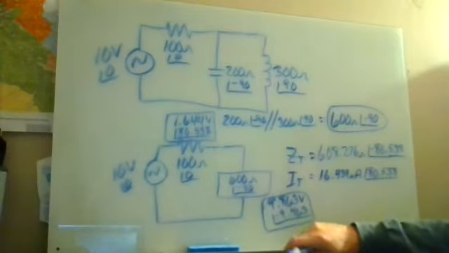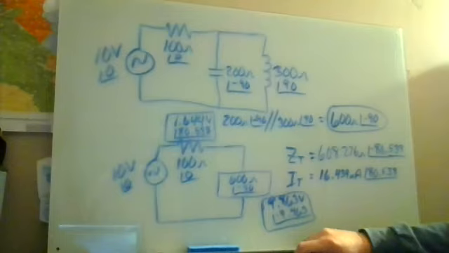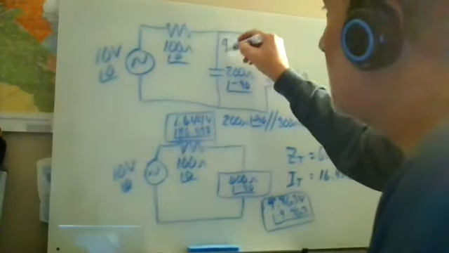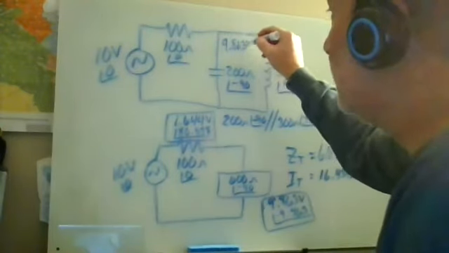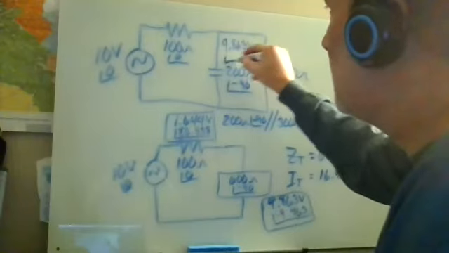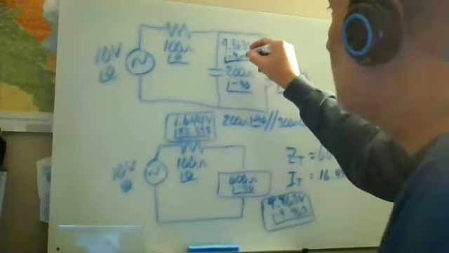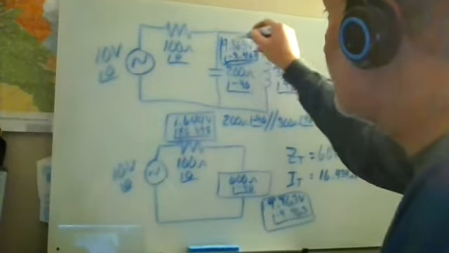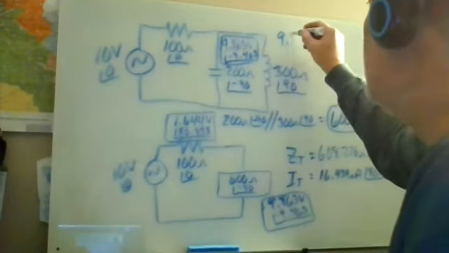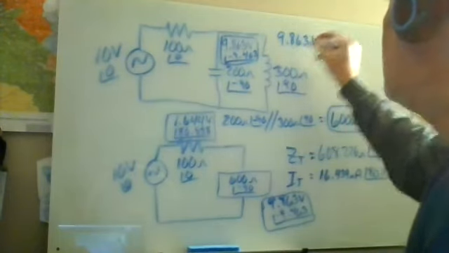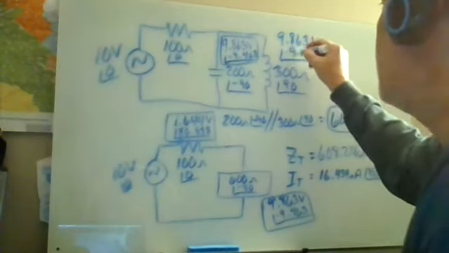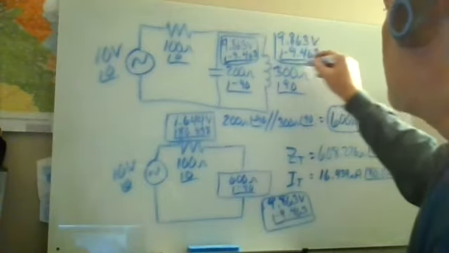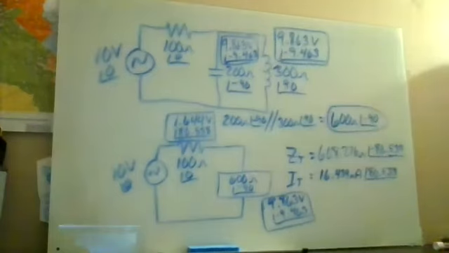Parallel. So what's constant in a parallel circuit? Voltage. So I'm going to bring this voltage drop of 9.863 volts at an angle of -9.463 back to my capacitor, and 9.863 volts at an angle of -9.463, I'm going to bring it back to my inductor as well.